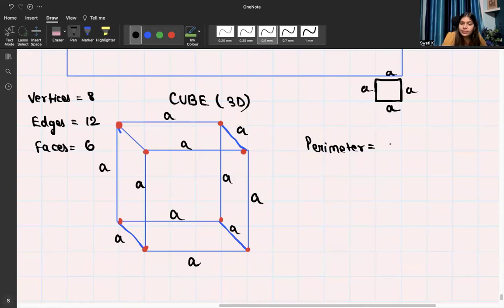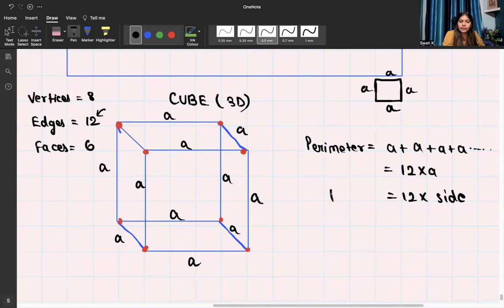So perimeter is nothing but the sum of the length of all the edges. So how many edges do we have? As you can see, A plus, how many edges do we have? 12. So it's very simple. A plus A plus A, how many times? 12 times, right? So that is going to be directly 12 into A. What is A? Nothing but the side of the cube. And that's the formula. 12 into side is nothing but the perimeter of cube. And that's our first formula.